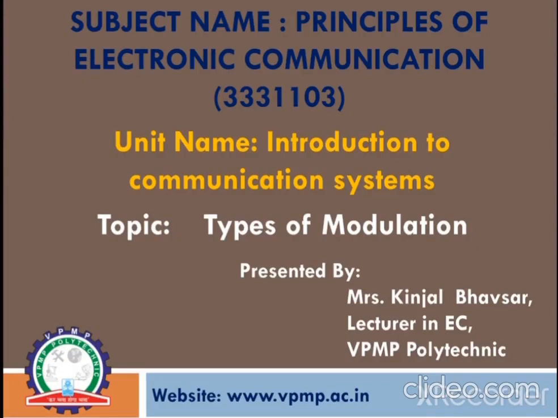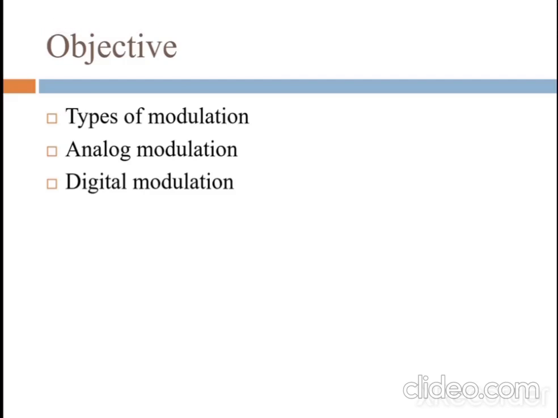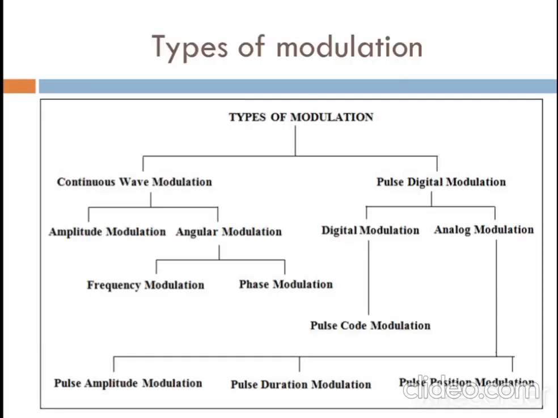Subject name: Principles of Electronic Communication. Unit name: Introduction to Communication Systems, and the topic is types of modulation. Next, these are the objectives. First, types of modulation. Normally there are two types of modulation, analog modulation and digital modulation. Next, these are the types of modulation.